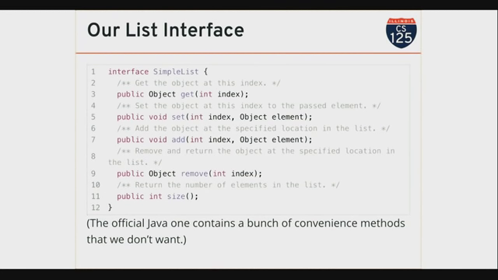So again, arrays support get, set, and size. They don't natively support add or remove because those operations require changing the size of the data structure. And so this is the way that lists are a generalization of arrays.